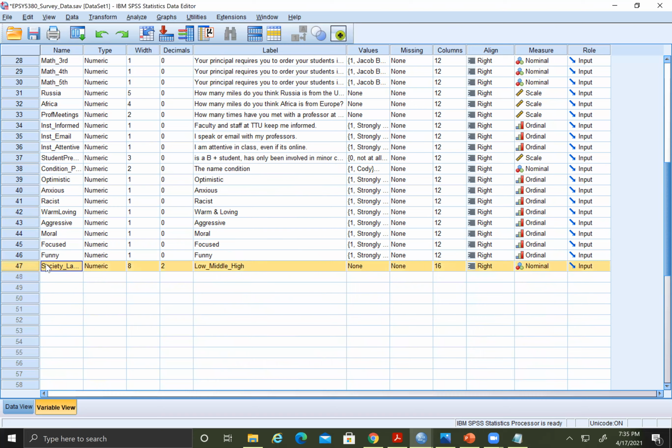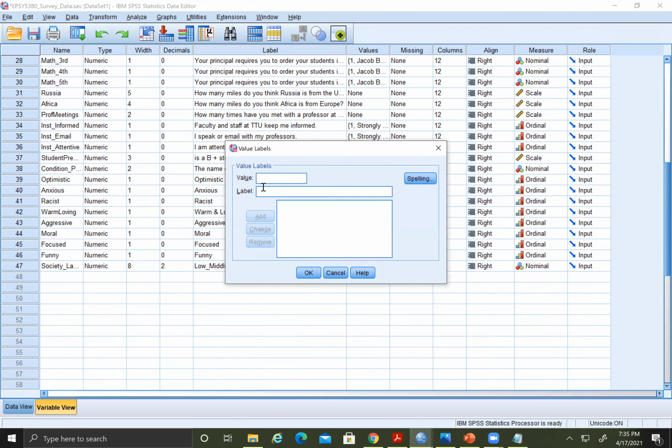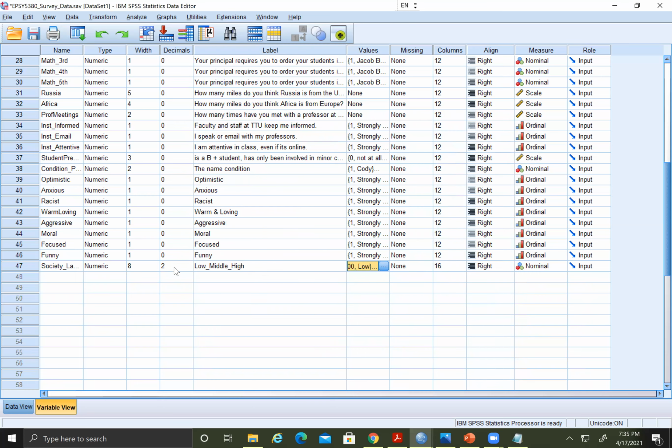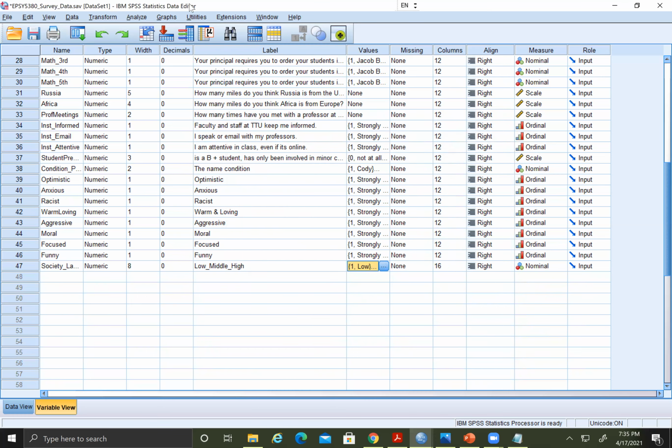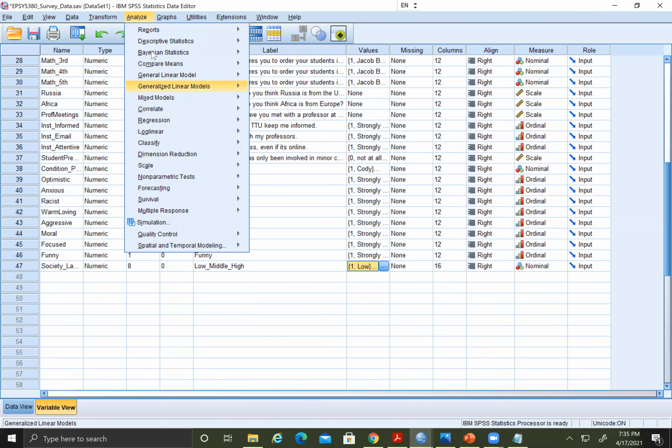Okay, here you see that we have a new variable, and I'm just going to briefly relabel this, since I just talked about 1 being low, 2 middle, and 3 high, so that I won't forget and it makes sense to me. I'm not going to use any decimals here. Great. So now we just created 3 levels for this society ladder. So what we are going to do is go ahead and analyze.